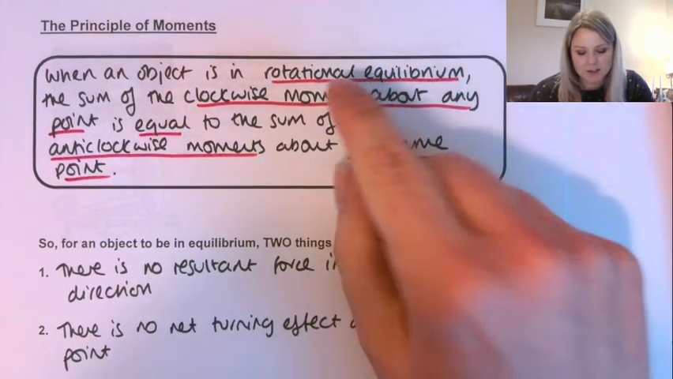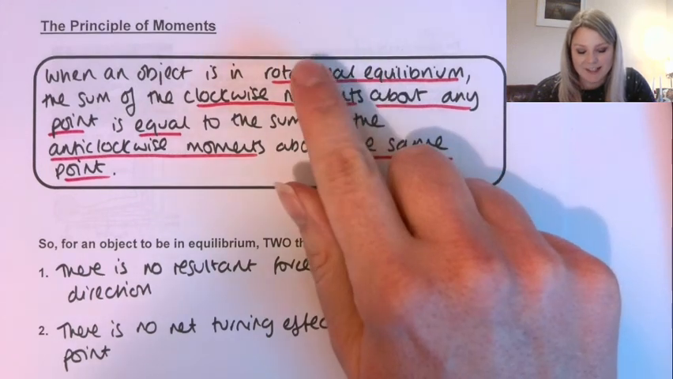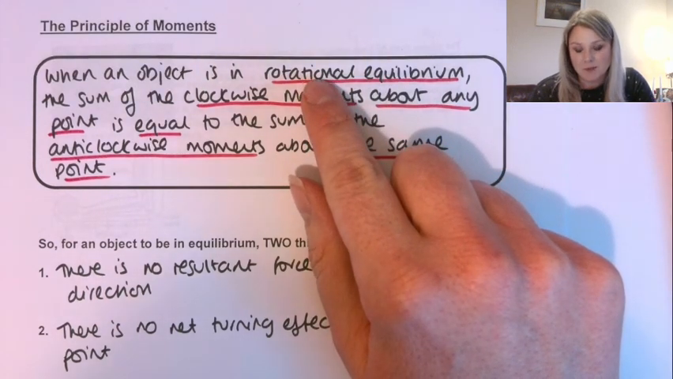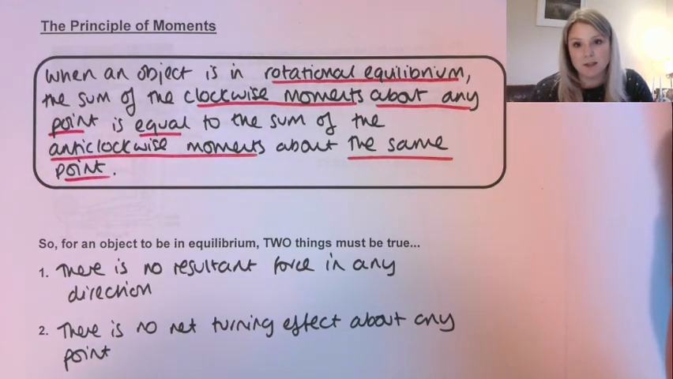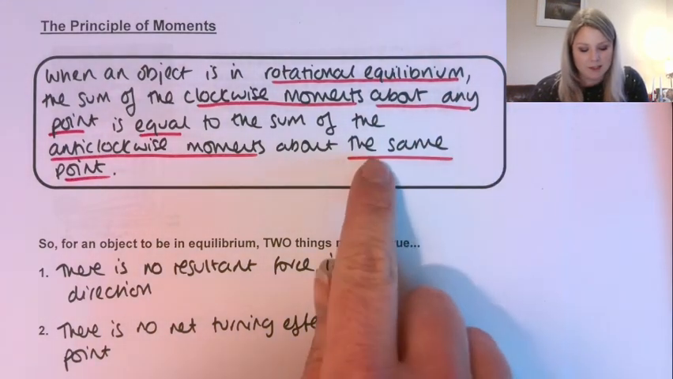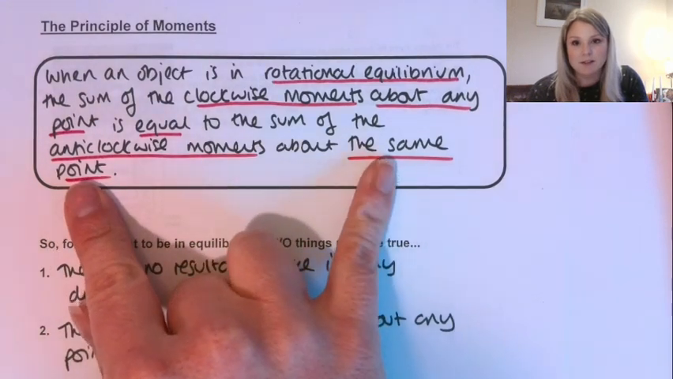So whenever an object is in rotational equilibrium, and you have to have that rotational bit in there, the sum of the clockwise moments about any point is equal to the sum of anti-clockwise moments about the same point. Everyone always forgets to put this last little bit on.